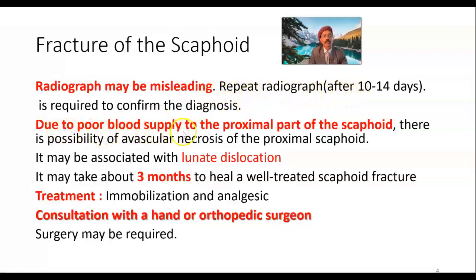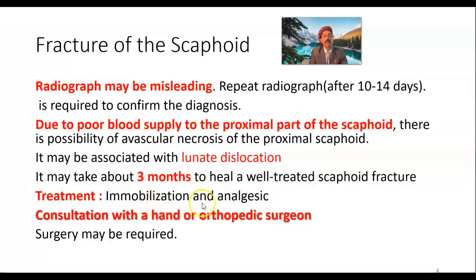Due to poor blood supply to the proximal part of the scaphoid, there is possibility of avascular necrosis of the proximal scaphoid. It may be associated with lunate dislocation. Lunate is another carpal bone that may be dislocated. It may take about 3 months to heal a well-treated scaphoid fracture, but there may be a chance of non-union if it is not managed in a proper way from the very beginning.